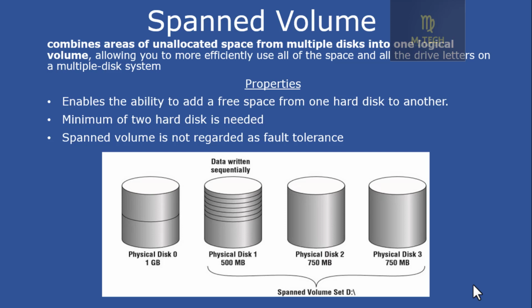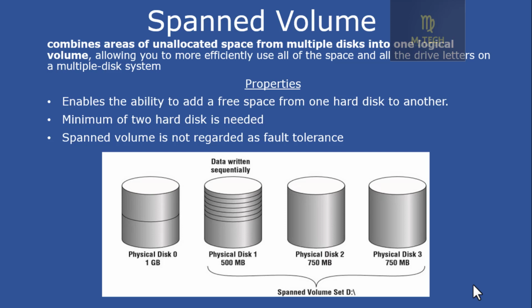Now, to configure any of the span volumes, sorry, any of the dynamic volumes, you need to have a minimum of two hard disks. So in your physical computer or in your disk enclosure, the minimum number of drives you physically need before you can proceed with any of these dynamic volumes is two hard drives.